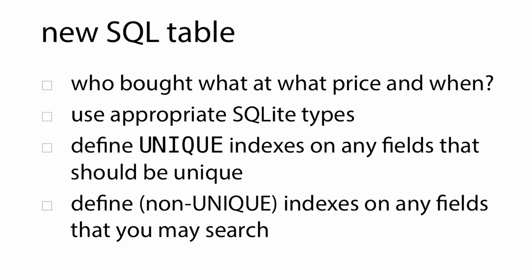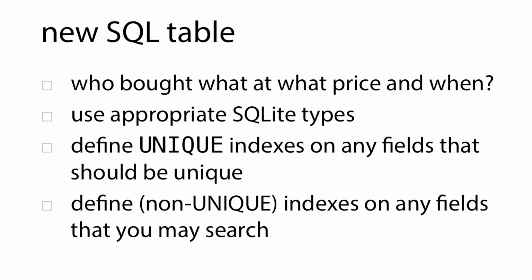So in addition to our users table, we're going to want to add another one, whether we call that portfolio or transactions or history or any other appropriate name that reflects the type of table it is. Within this table, or perhaps combination of tables, you could have two if you so choose. We want to keep track of who bought what at what price and when, using the appropriate SQLite types for the values that we're inserting, defining unique indices on any fields that should be unique, and then non-unique indices on any fields that we may be searching.